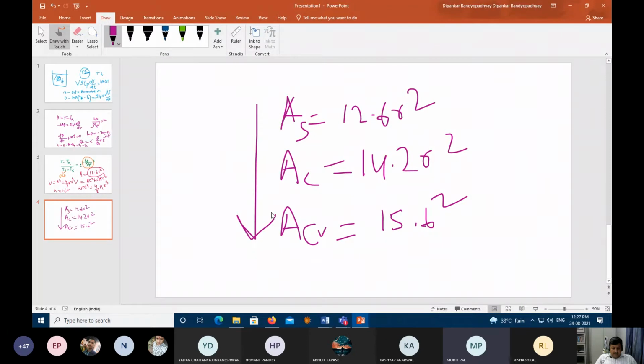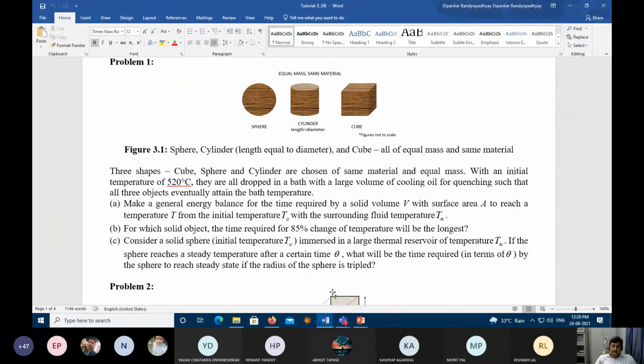So if the surface area is minimum, then the time required for 85% change will be longest for which? That is your question, right? Yes, sir. So for which one will your time requirement be longest? The more the area, the more the heat transfer, right? Yes, sir. So the sphere has the smallest area, therefore it will take the longest time. Right? Yes. Clear?